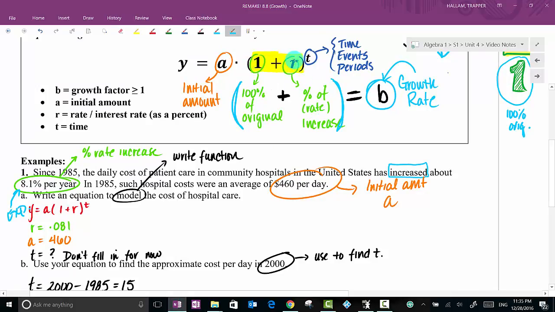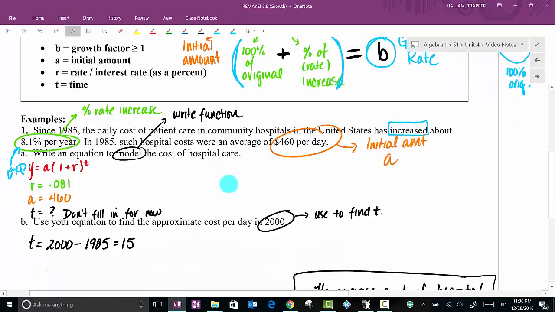We're going to add that to 1 to be able to find out how much our B value is actually going to be. All right, let's keep reading. In 1985, such hospital costs were an average of $460 per day. So in 1985, we're starting with a per day cost, which is our initial amount, because that per day cost is increasing. So that's your initial amount, your A.